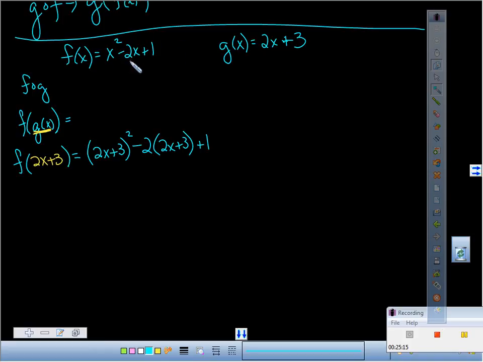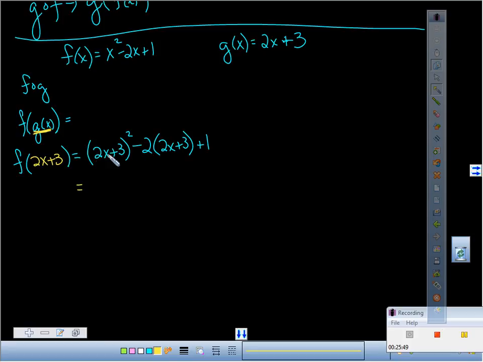Now, that's not the hard part. Here comes the bad part. A third of the class doesn't know how to square this, even though your teacher has pounded it into your head for the last 6 months. So, is the f of 2x plus 3 basically equivalent to 0 at this point? No. Don't make stuff up. Now let's just square this.